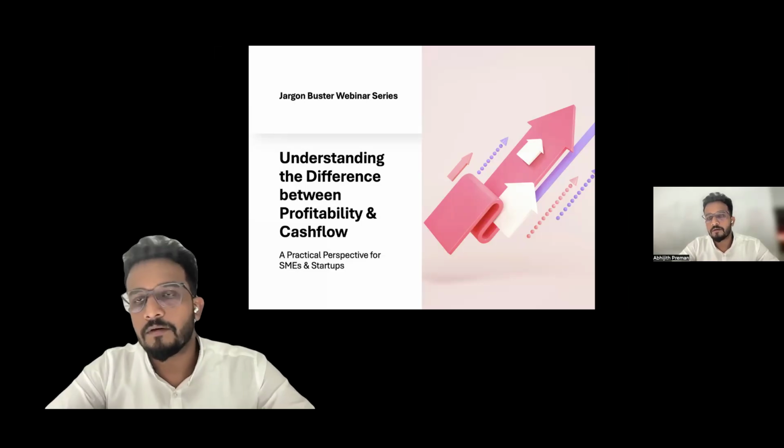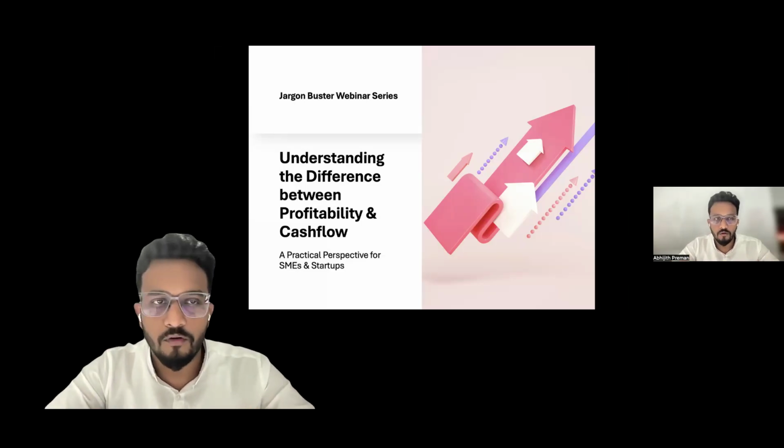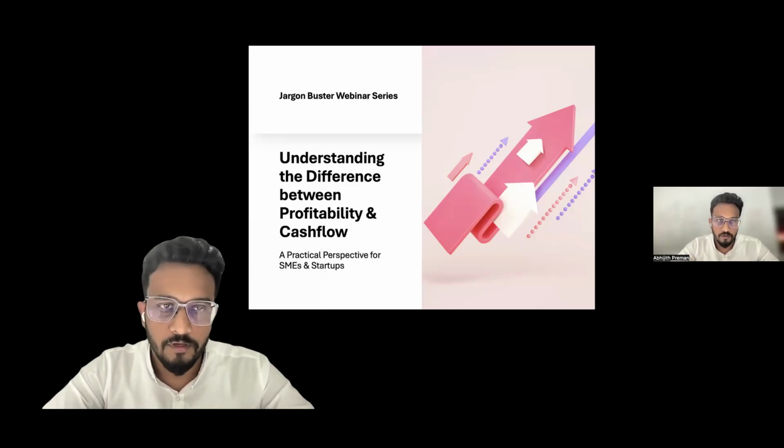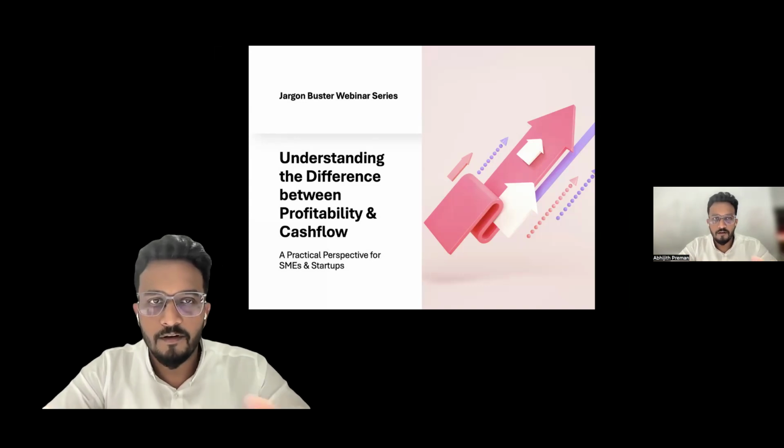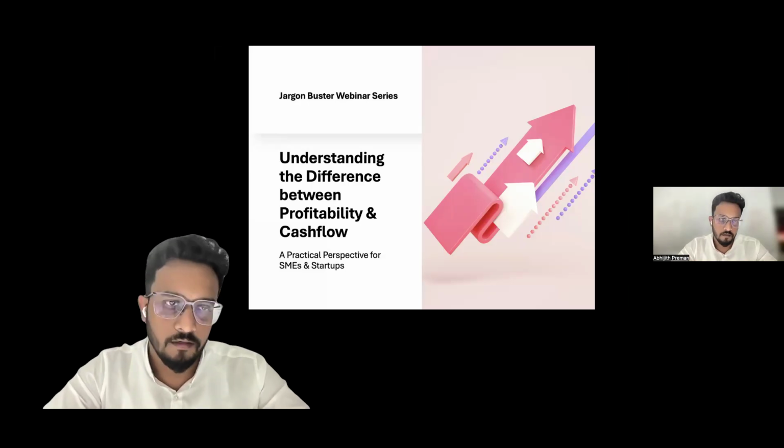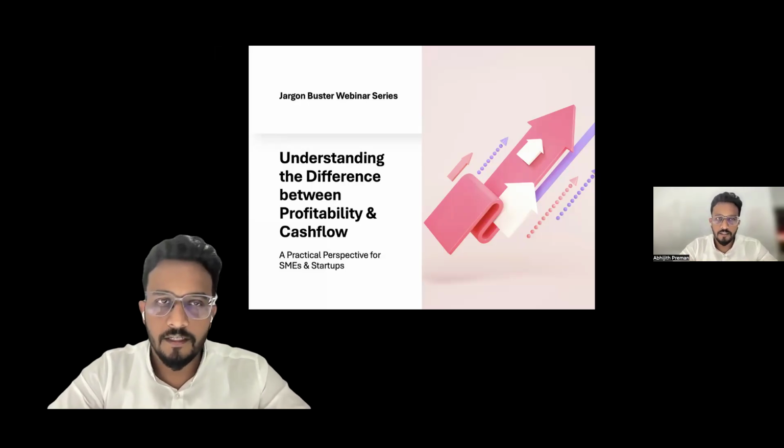Because whichever founder I have spoken to, the majority of them don't understand the difference between cash flow and profitability. Often I hear from founders the common comment: my business is in profit, but I don't have money in my bank account. This is a typical statement which I hear from a lot of founders.